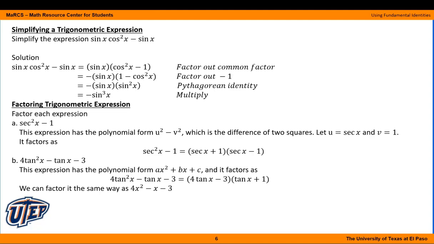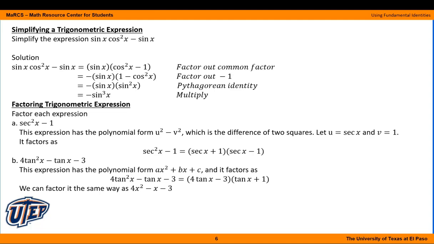The second part of the slide focuses on factoring trigonometric expressions. Notice that these problems are treated very much like algebra. The expression secant squared x minus 1 has the form of a difference of squares and factors accordingly.